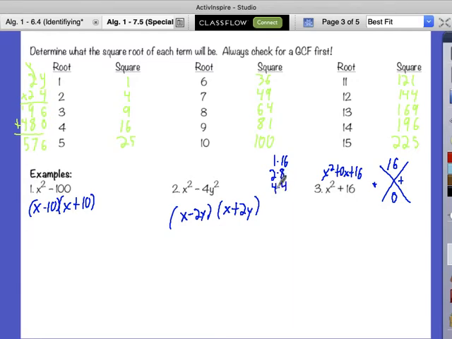Will any of these add up to 0? No, you need a negative and a positive, but can we do a negative and a positive? No, because it multiplies to a positive. So this one's prime.